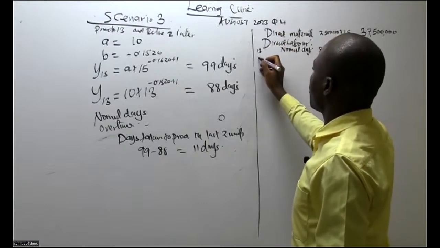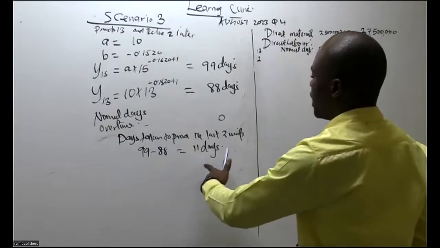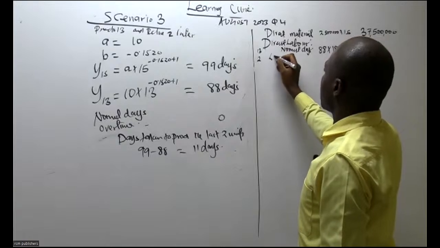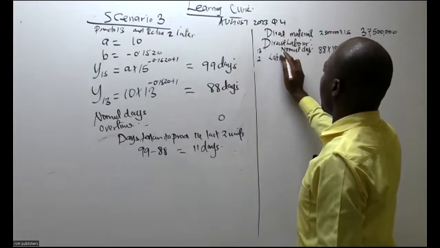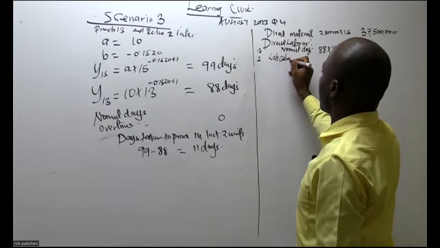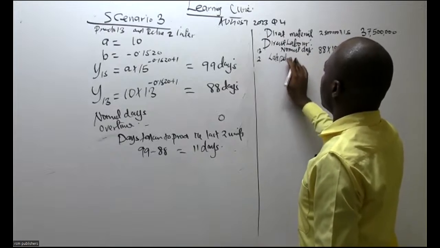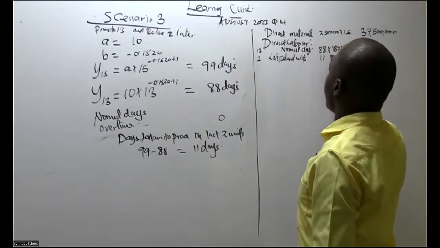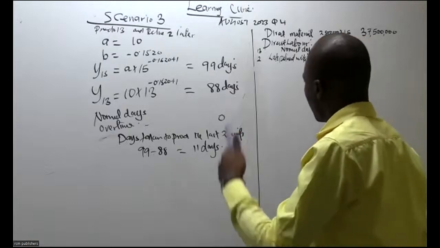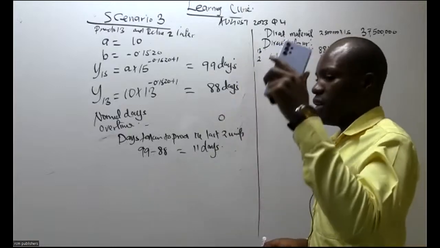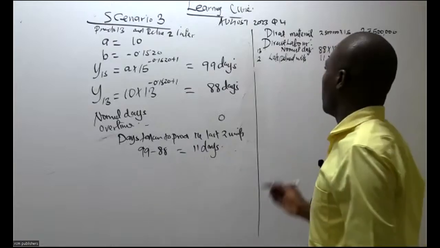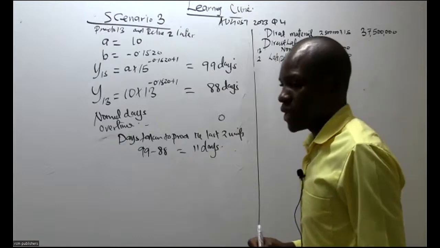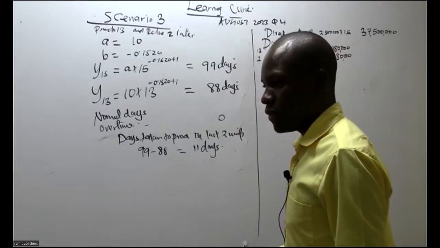Then the last 2 units, the delivered late units, they are taking 11 days, and it is not within the overtime. It is still within the normal working days. Times 180,000. I'm told it is 1584.